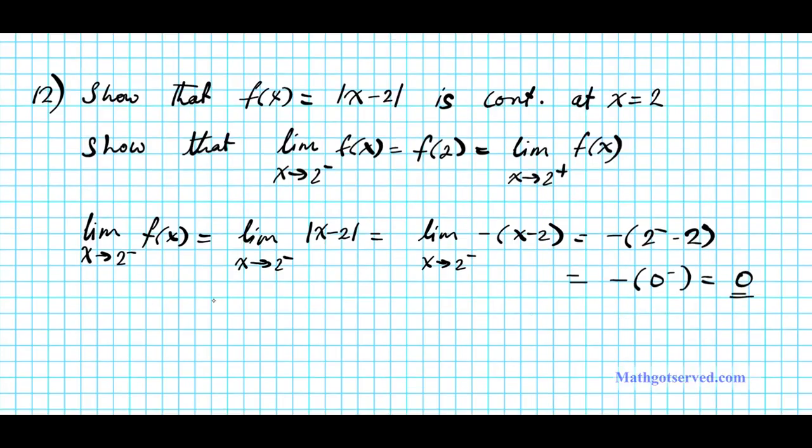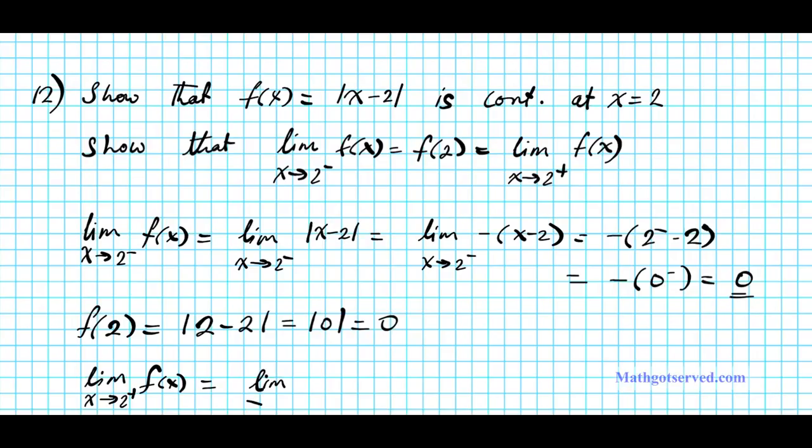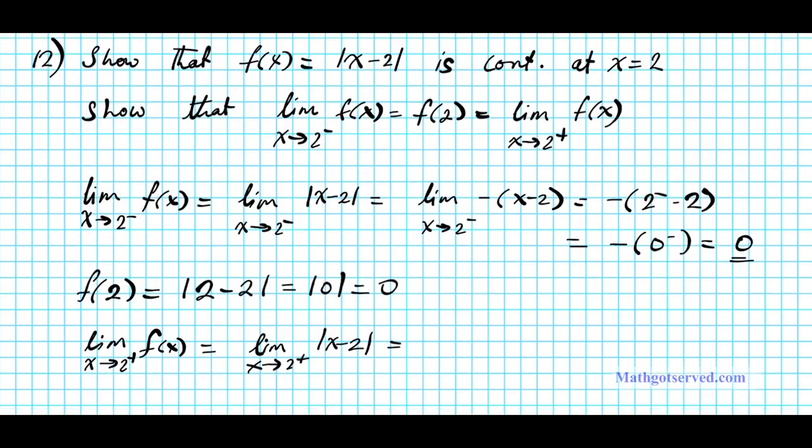Okay? All right. And then let's go ahead and evaluate the function at 2. That's the absolute value of 2 minus 2. Let's write that again. Absolute value of 2 minus 2, which is the absolute value of 0, which is equal to 0. And then lastly, the limit as x approaches 2 from the right of the function, which is equal to the limit as x approaches 2 from the right of the absolute value of x minus 2. Since we are approaching 2 from the right, we're going to have the limit as x approaches 2 from the right of positive x minus 2. And then we plug in 2 from the right.